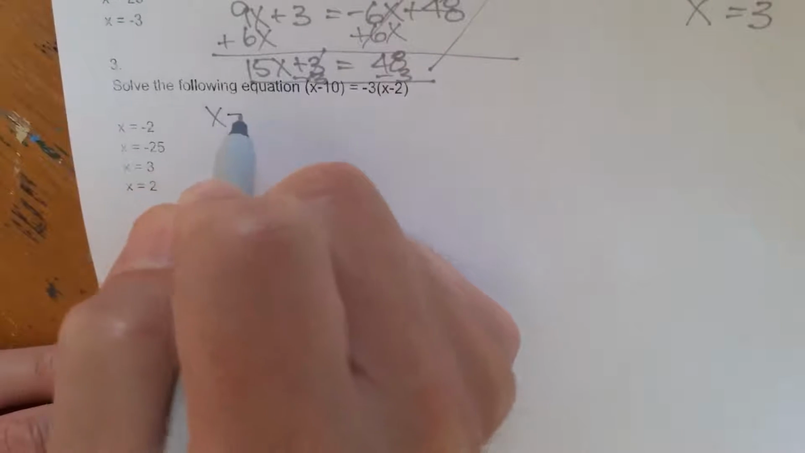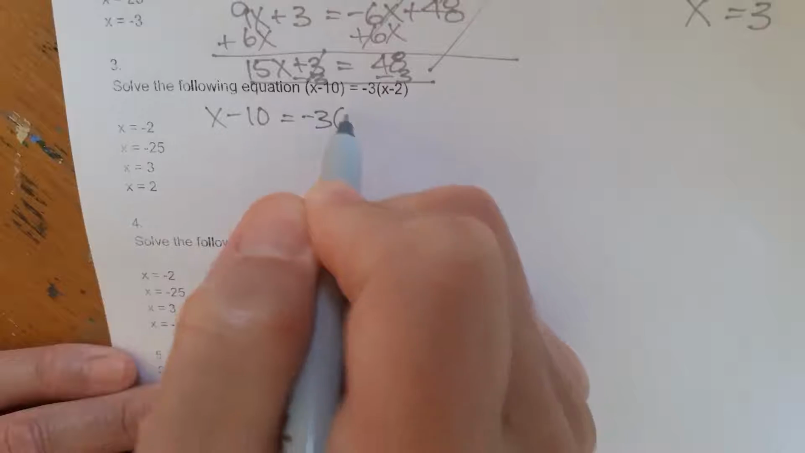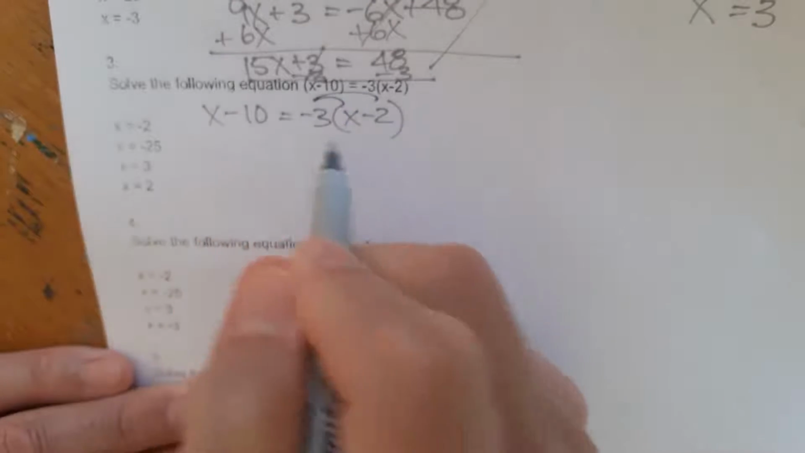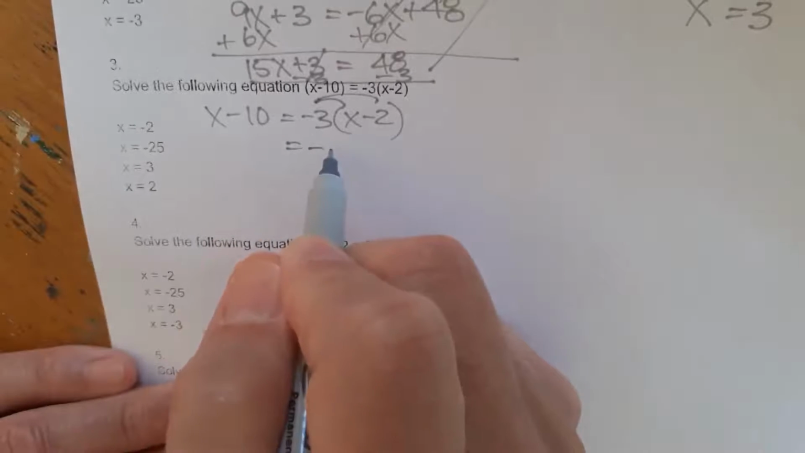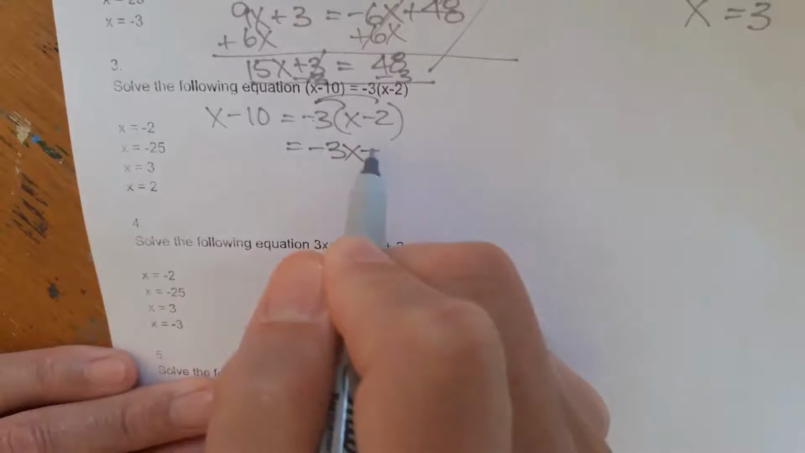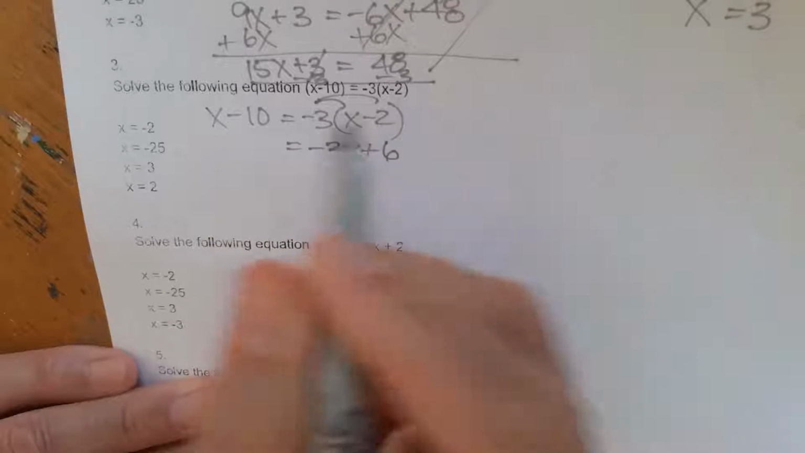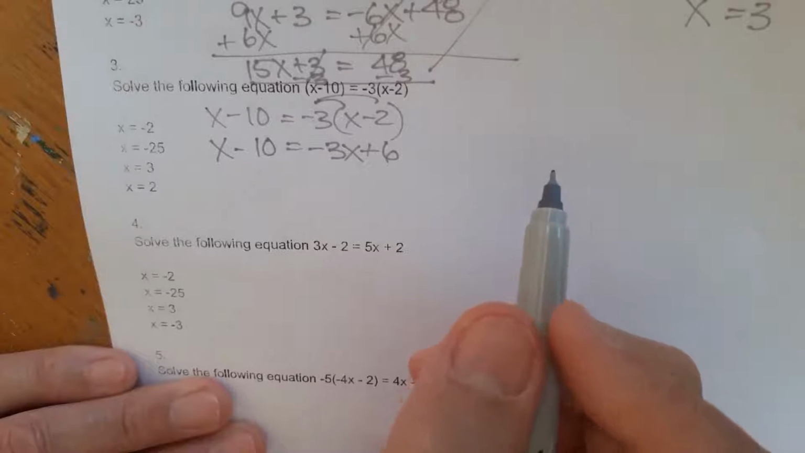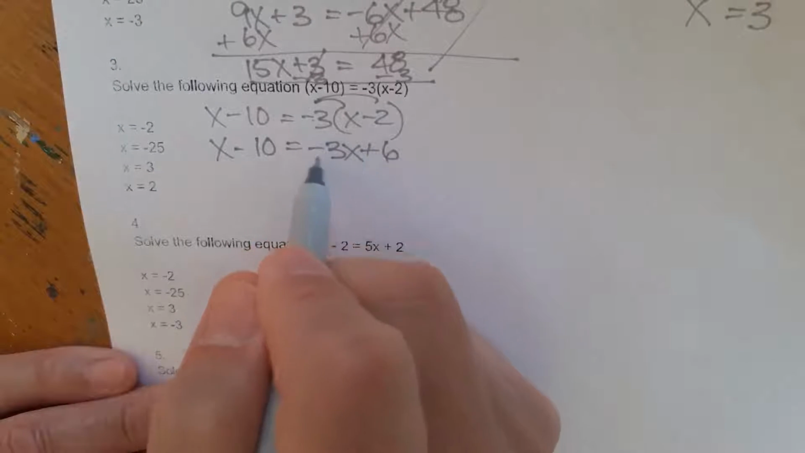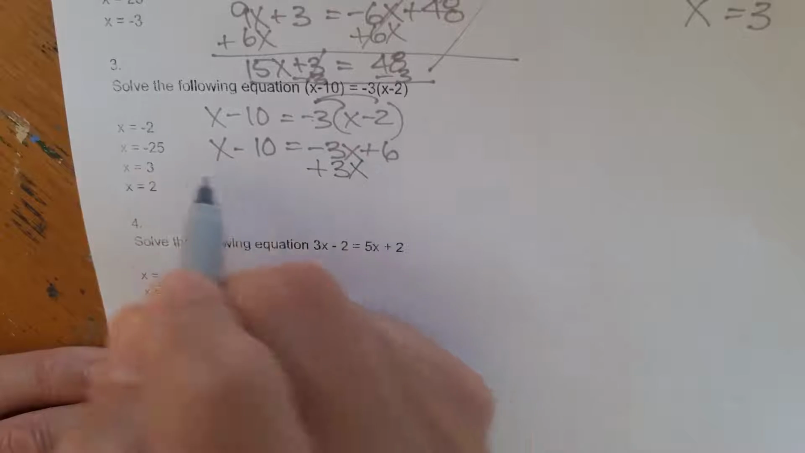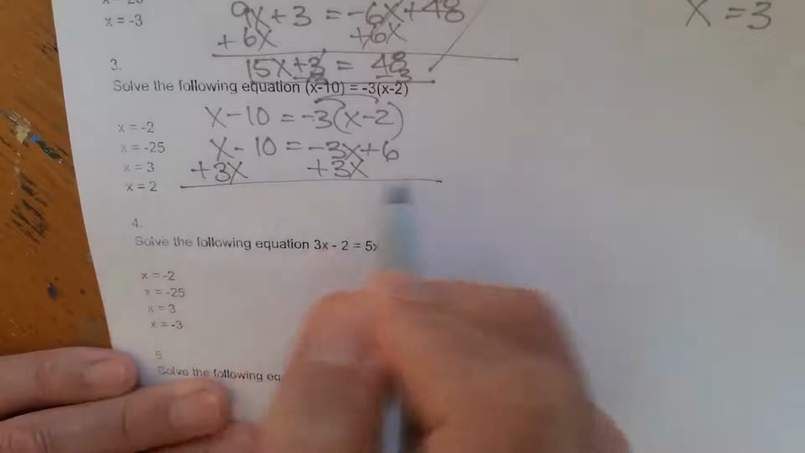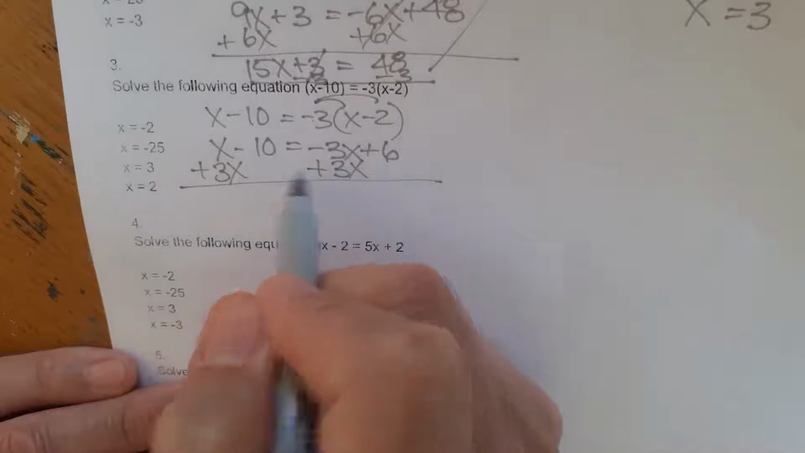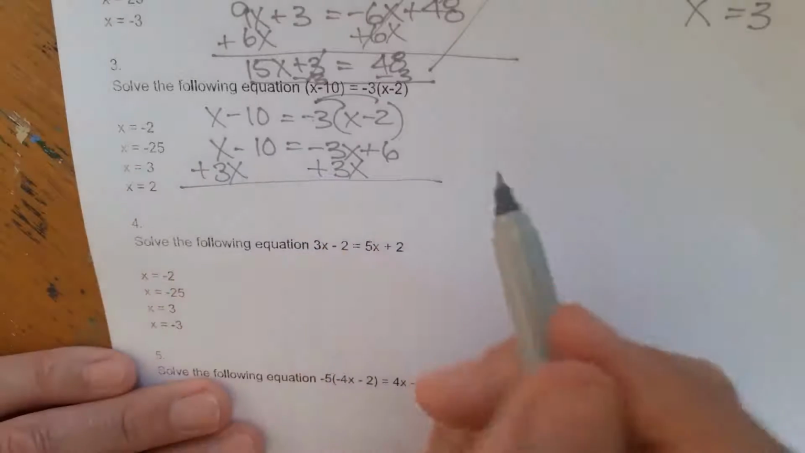This one is x minus 10 equals negative 3 times x minus 2. So let's distribute first. Negative 3 times x is negative 3x. Negative times negative is positive, and 3 times 2 is 6. So x minus 10. So I'm going to, because this is the smaller number of x's, add 3x to both sides. And we could mix it up. We could have subtracted 1x from both sides. We'll get the same answer. This is just a little bit cleaner because it keeps the negative out of the x's.